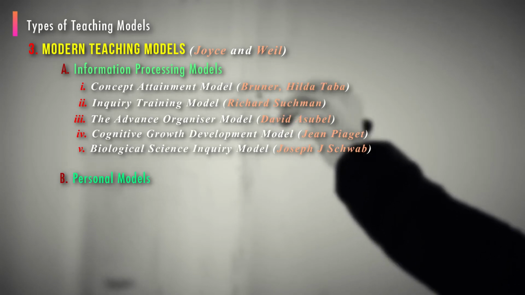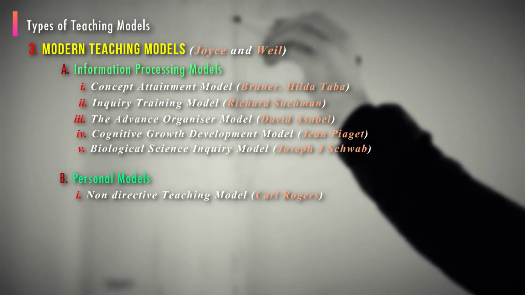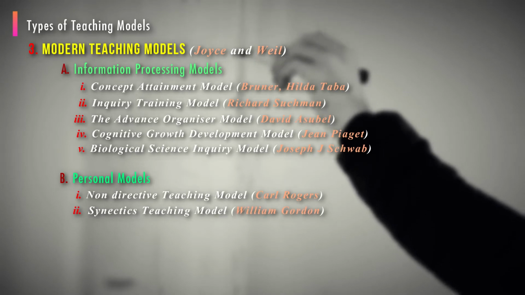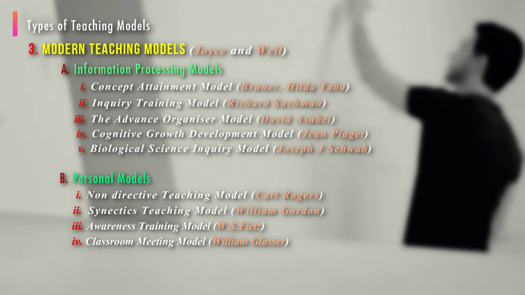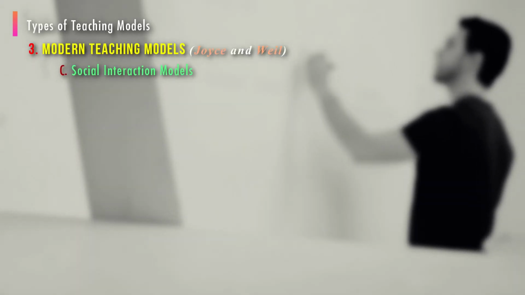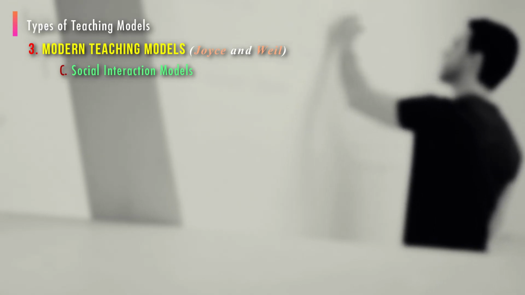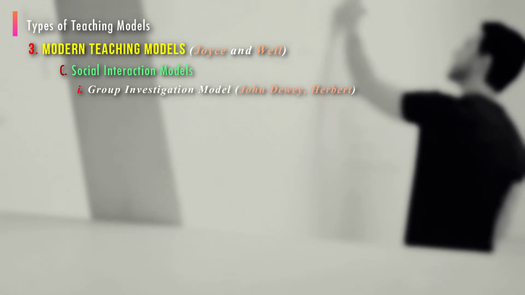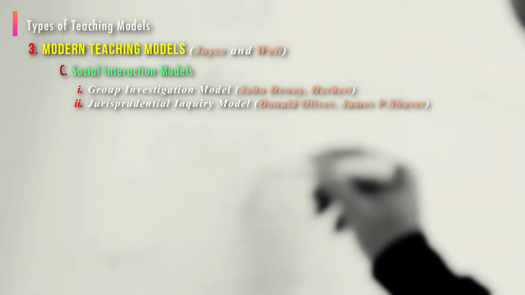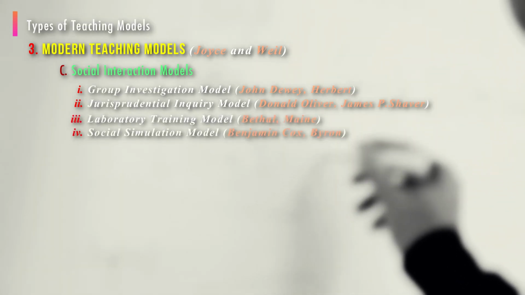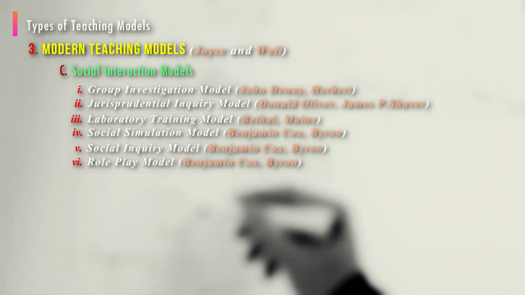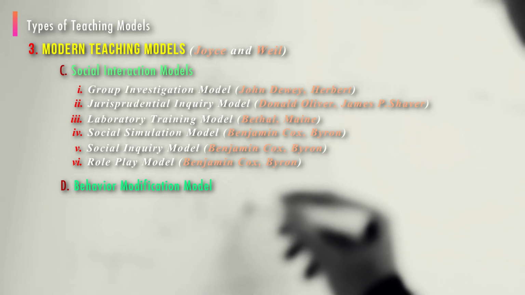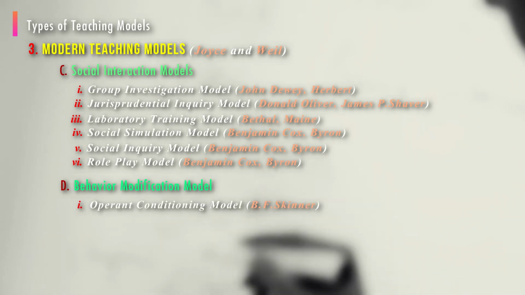The second one is personal models, under which come the non-directive teaching model, synectics teaching model, awareness training model, classroom meeting model, and conceptual systems model. The third one is social interaction models. The models which belong to this family are the group investigation model, jurisprudential inquiry model, laboratory training model, social simulation model, social inquiry model, and role play model. The fourth and last one is behavior modification models, under which comes the operant conditioning model.